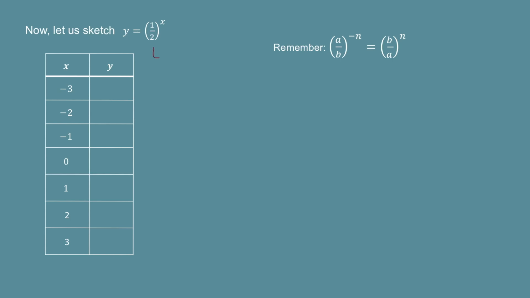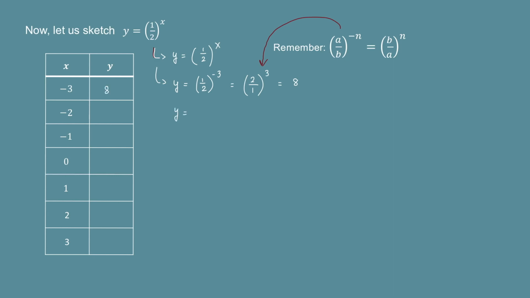So again, we are going to be using this relation right here. So starting with -3, y equals 1/2 to the -3. That's going to be equal to 2 over 1 to the third. And this is now using this property right here. And this is going to be equal to 2 to the third, which is 8. So I'm going to put 8 here on the left.